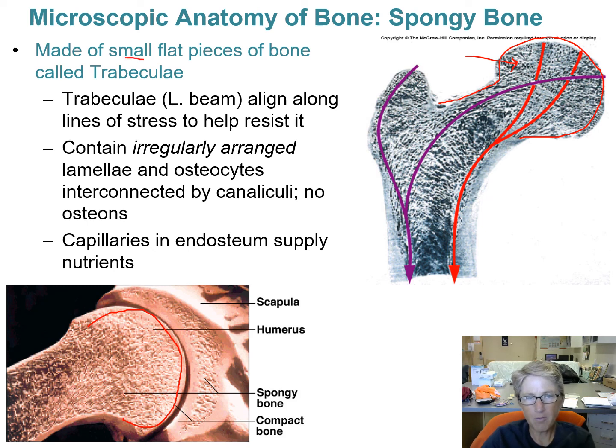So spongy bone is made of small flat pieces of bone called trabeculae. Remember I told you those were Latin for little beam. The spongy bone contains irregularly arranged lamellae. There's no osteons in spongy bone. So you don't see those nice circumferential lamellae and central canals that you would see in the compact bone. And then these lines here, this purple line and this red line, these are just lines of stress. So if this is the femur, these are lines of stress on how you put stress on that femur.